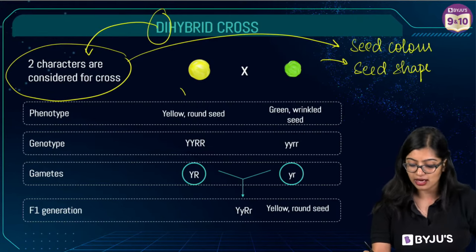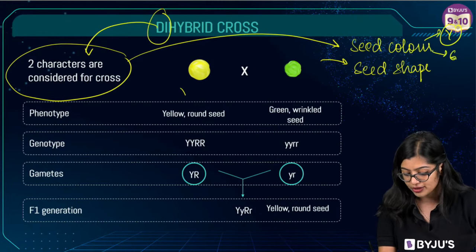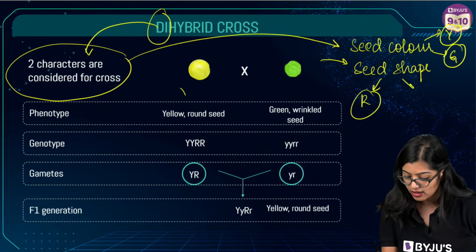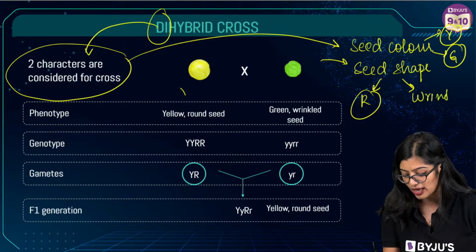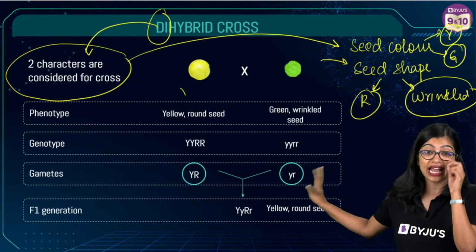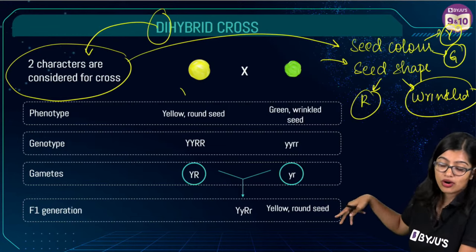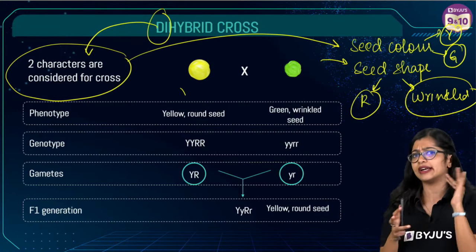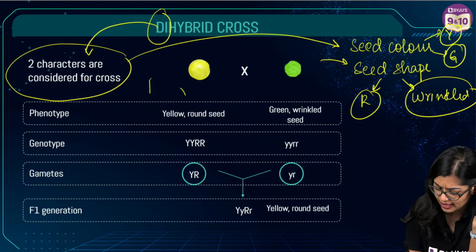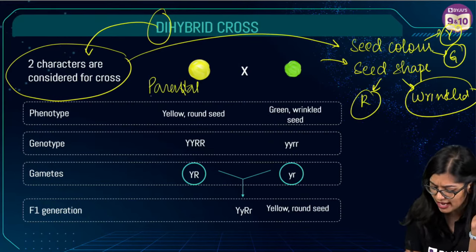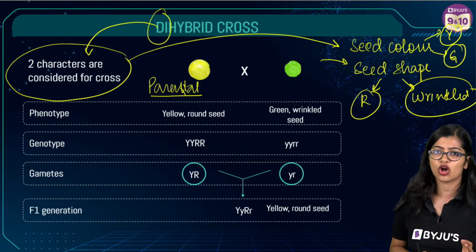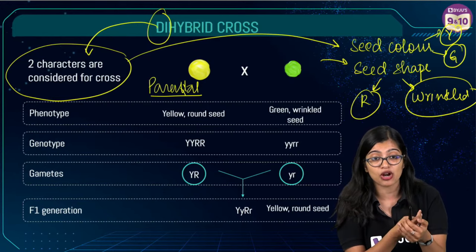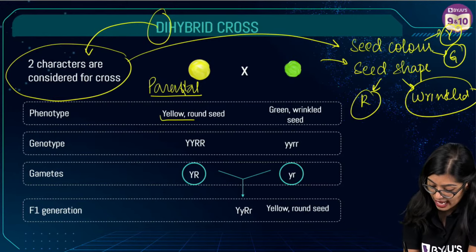Now, here seed color could be yellow color or it could be green color. Now, seed shape could be round seed or it could be wrinkled seed as well, right? So, these are the alternative traits that are there. Now, let's say that we are going to take the parental generation, right? In the first parental generation, when we are considering dihybrid cross, we will take only pure breed, right? So if it's a pure breed, what will it be? It will be round and yellow.